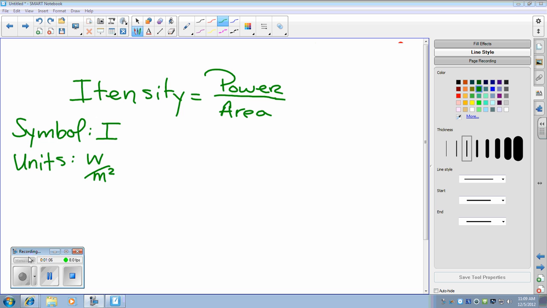So now we can actually calculate the intensity of a wave, whether it's a sound wave or a light wave or some other type of electromagnetic wave, like maybe a microwave or a radio wave. We can calculate the intensity by considering the power divided by the area. The symbol for intensity is a capital I, and the units for intensity are going to be watts over meters squared.